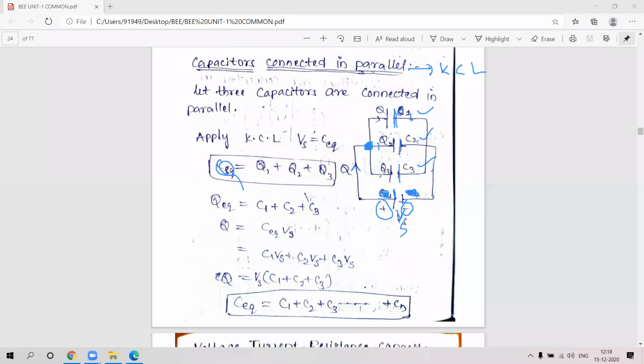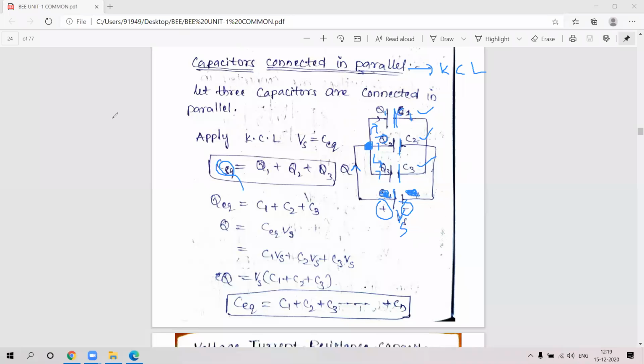That means charges are dividing. When it is entering, automatically these three charges will be leaving from this node. One charge is leaving from this path, Q2 is leaving from this path, and Q3 is leaving from this path. Total three different paths. That is Q1, Q2 and Q3. The rate of flow of charges is nothing but current, so in the case of I1, I2, I3, I am writing as charges. Q is equal to Q1 plus Q2 plus Q3.